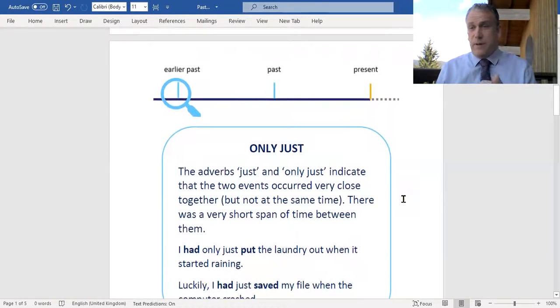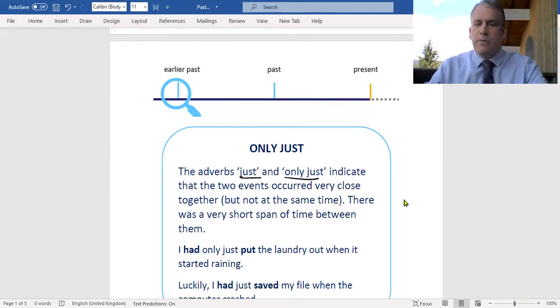This use of the past perfect is very similar. It's just relating how close together the two events are in the past. In this case, we're going to look at two events that are very close together, but, and I want to stress this, they do not happen at the same time. That might happen seconds apart, but one happens first, one happens second. The one that happens first, we indicate by using the past perfect. The one that happens second, we use the past simple. And we use the adverbs just and only just to indicate that these two events happen very close together.